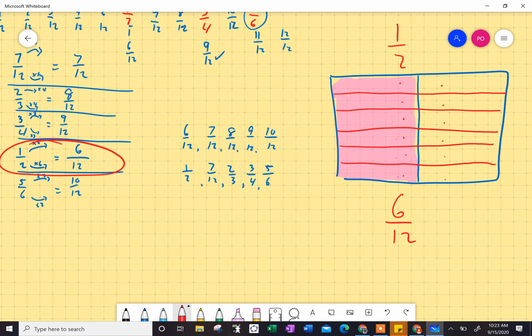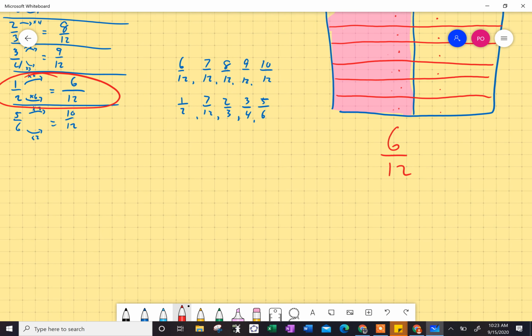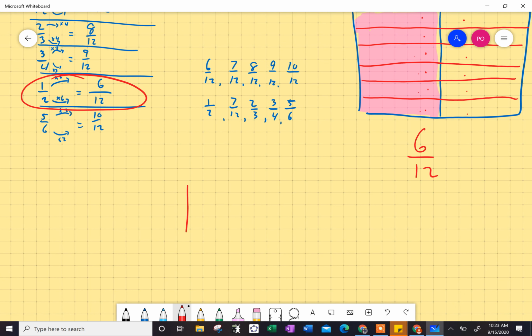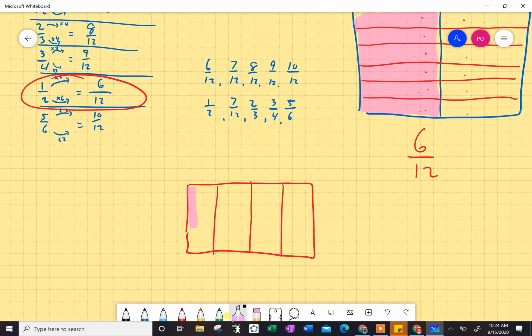And I'm going to do one more example. I'll show you my 3/4 and how I made that into 9 twelfths. So let's see, I need 3/4, so I'm going to cut this in half, I'm going to cut it in half, so let's see, now I need 3/4, so I'm going to color in 1, 2, 3. Right now I have 3/4.